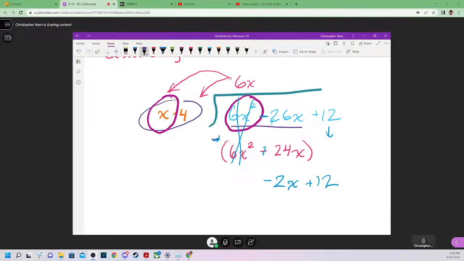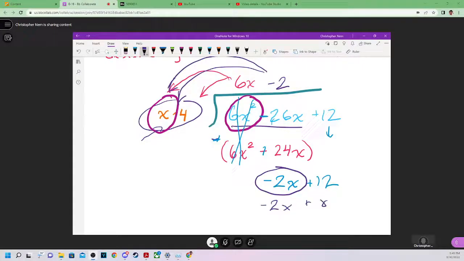Now on this guy, get my highest degree term, my leading term. I've got to divide that by the leading term here. Negative 2x divided by x. That should give me negative 2. Now I can distribute this over. Once I distribute this over, I get negative 2x. And then negative 2 times negative 4, that's going to be plus 8.